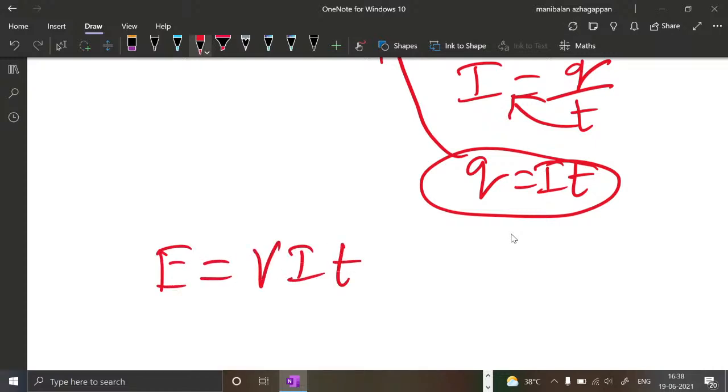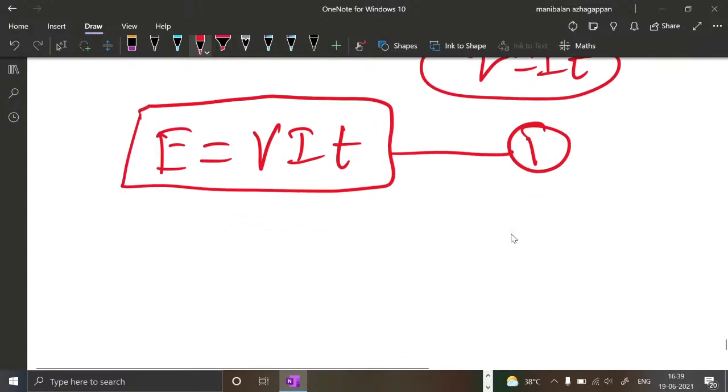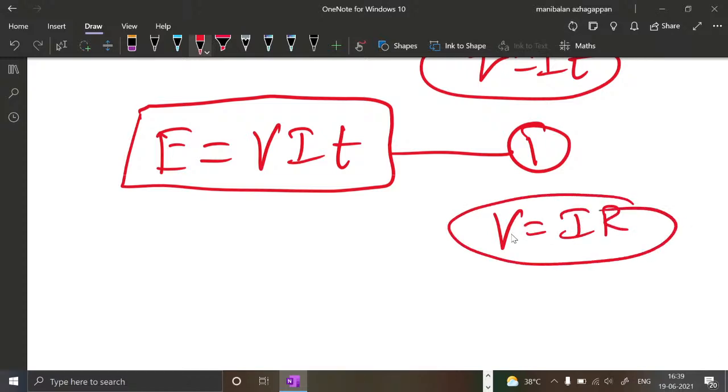VIT, Vellore Institute of Technology, like that also you can remember this value. It's an energy equation, first equation. It's very important for class 10. Okay. So I know V is equal to IR. V is equal to IR. Okay, just if you have to substitute.